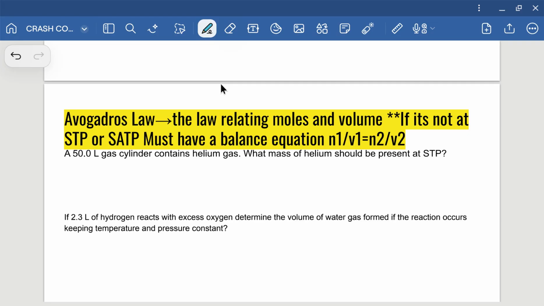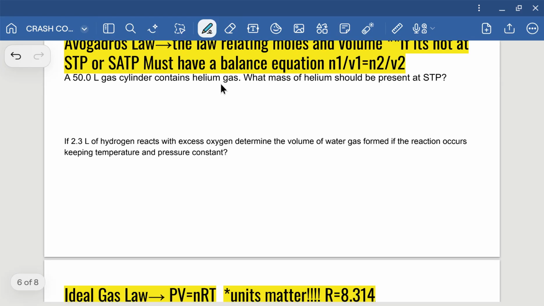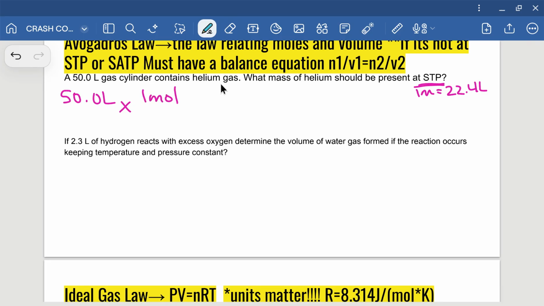So this first one, we have 50 liters of helium gas, and then it's asking the mass of helium present at STP. So we want to remember that there is that connection at STP, that 1 mole contains 22.4 liters. So if we start with that 50.0 liters, you can multiply this by 1 mole over 22.4 liters, with the liters in the denominator.